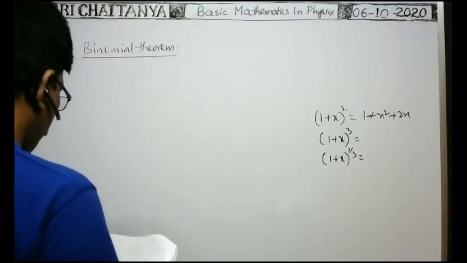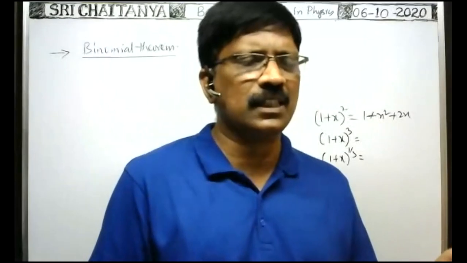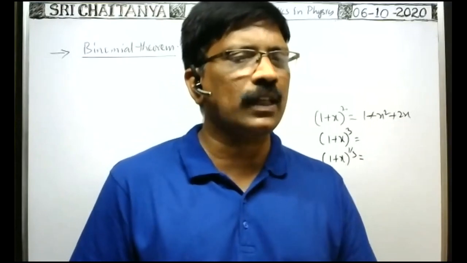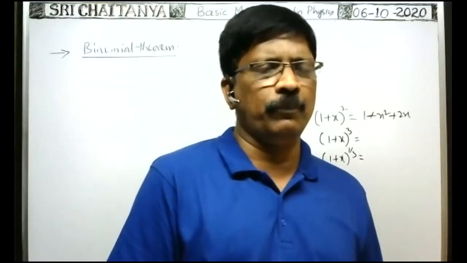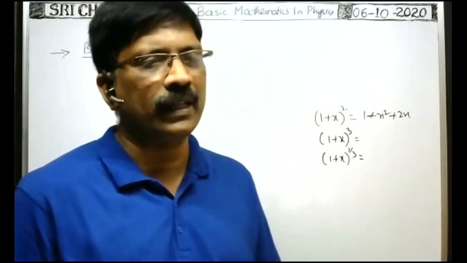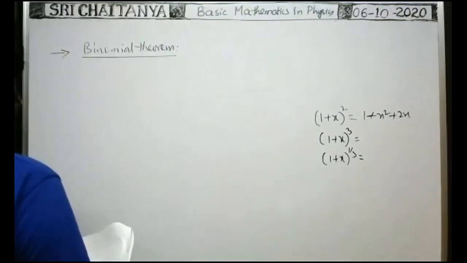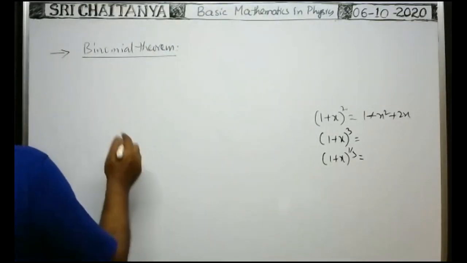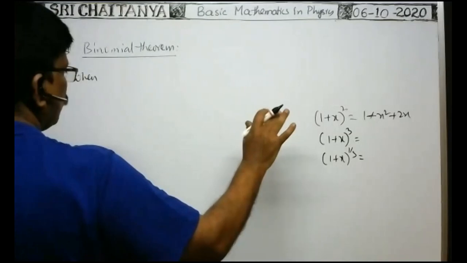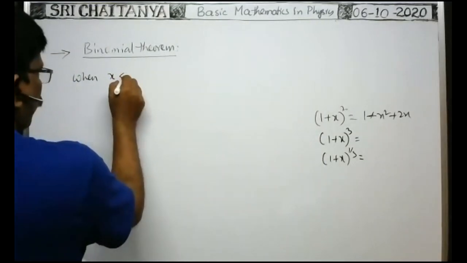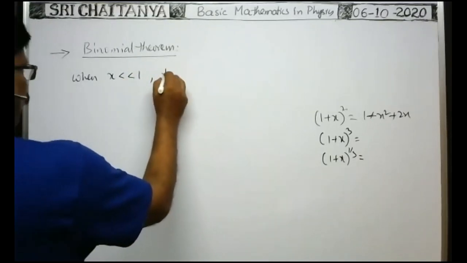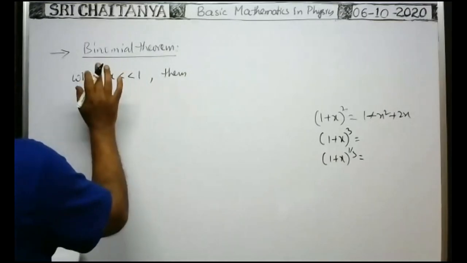In this binomial theorem, I am telling only the formulas we need in physics, not the total binomial theorem. We do not have the full binomial theorem in our syllabus. We just need the different formulas in the binomial theorem. This binomial theorem is applicable in this formula when x is by far less than 1. Only in such a case can we apply it. So when x is by far less than 1, that means the x value is very small compared with 1.